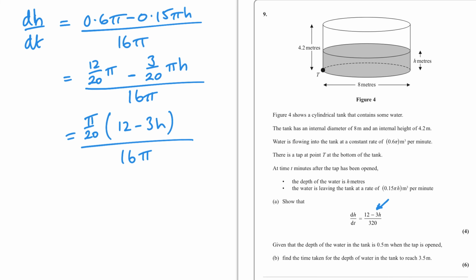Now, my pi's can definitely cancel, and you can see that right from the start. And then we're left with this 1 over 20 on the outside. So that now becomes 12 minus 3h. 20 times 16 is 320, and we got what we wanted, so as required.